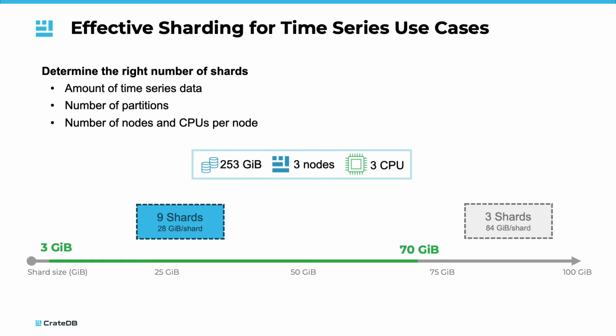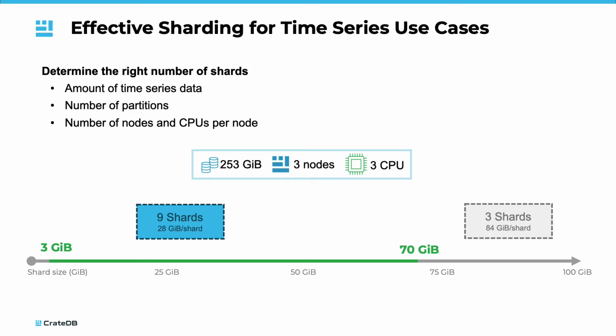When configuring sharding for time series data, it is important to consider several factors such as the expected amount of data, number of partitions, and cluster configuration, including number of nodes and the number of CPUs per node. A good rule of thumb is to have as many shards as there are CPUs in the cluster. This increases the chance to get a maximum of distribution and parallelization of queries.